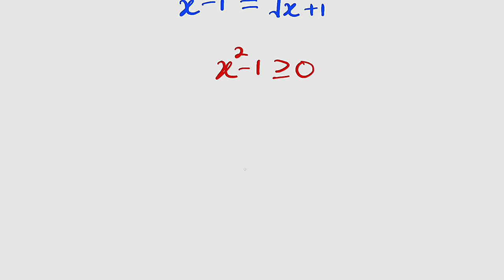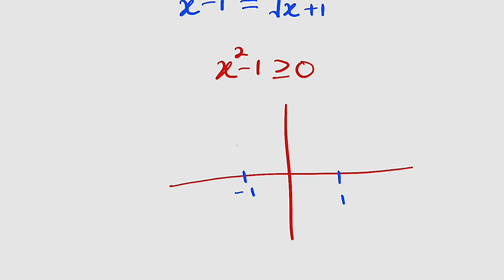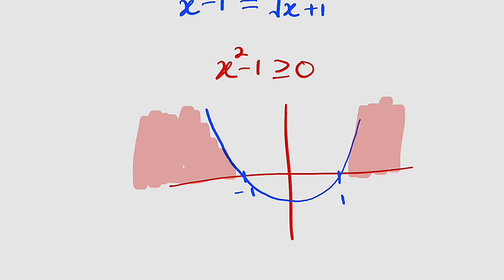I would like to graph the left-hand side. This is the x-axis and this is the y-axis. It is going to cross the x-axis at -1 and +1. So we have something like this. But it is greater than or equal to 0, which means we are looking for values of y that are positive, which are above the x-axis. So we have from -infinity up to -1. All these values will satisfy. And from 1 to positive infinity.